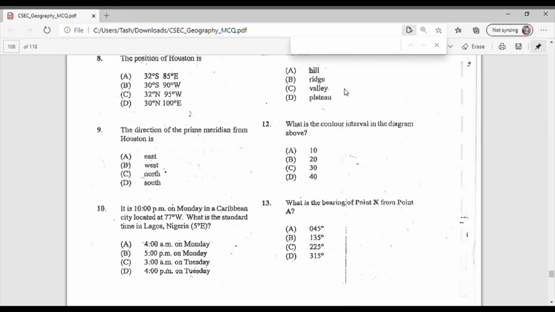Based on the direction northwest, we know that at north it would have been either 0 or 360 degrees. So just by looking at the answers we can figure which one it is. So it would have been 315 degrees based on the direction that we saw. So for number 13, the answer would have been letter D.